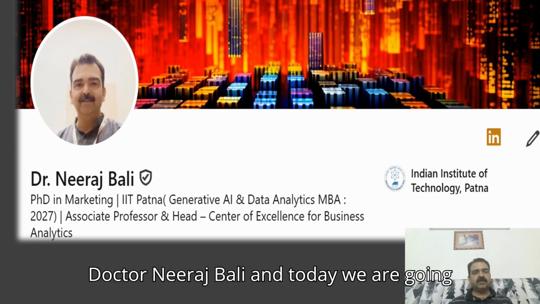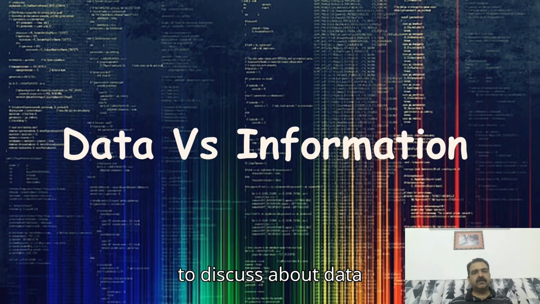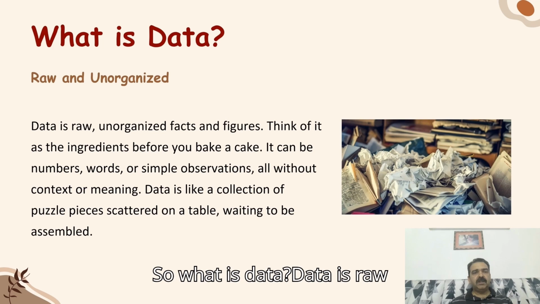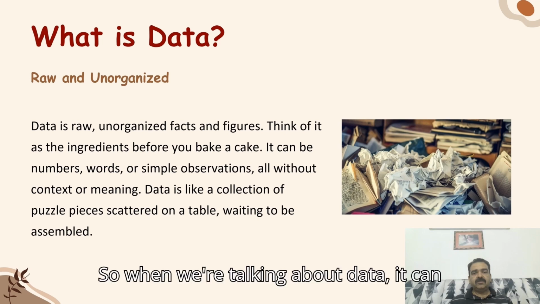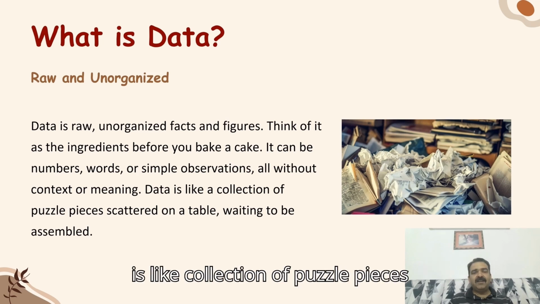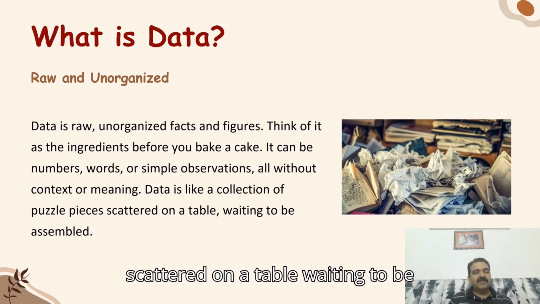My name is Dr. Neeraj Bali, and today we are going to discuss data versus information. So, what is data? Data is raw and unorganized. When we're talking about data, it can be numbers, words, simple observations, all without context or meaning. Data is like a collection of puzzle pieces scattered on a table waiting to be assembled.